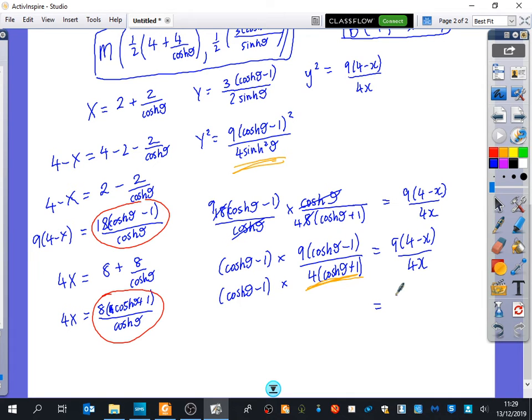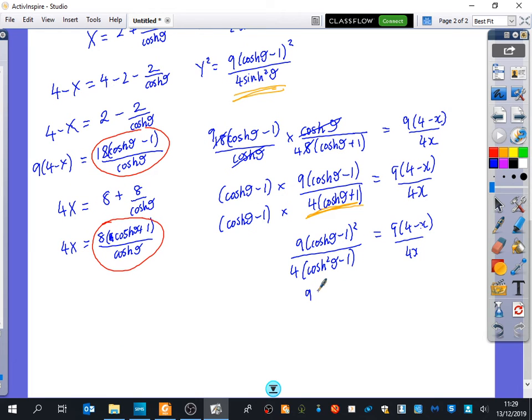So on the top part, you get 9 cos theta minus 1 squared, and on the bottom part you get 4, and you've got a difference of 2 squares here, which is cos squared theta minus 1, which is equal to minus sine squared theta. So you get 9 cos theta minus 1 squared over 4 sine squared theta. So you get y squared equals 9, 4 minus x over 4x.